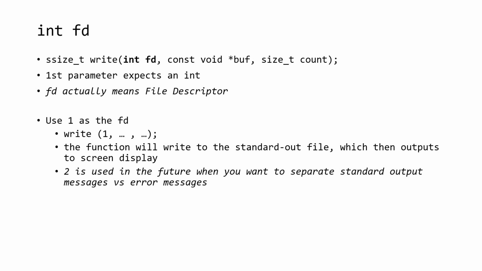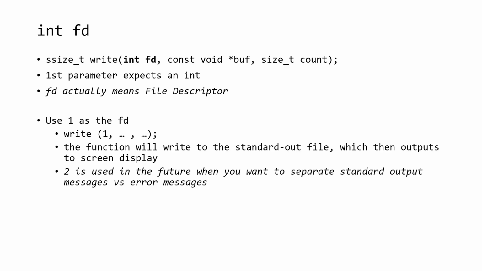The first parameter in a write function is fd. So what is an fd? What does it expect? It expects an int. So that means when you use the write function, your first argument has got to be an int. When you pass in the argument 1 as the first parameter in write function, the function will write to a standard out file, which then outputs to the screen display.